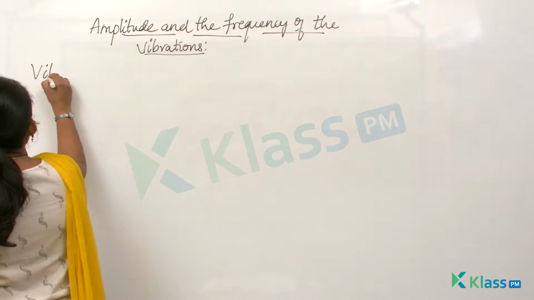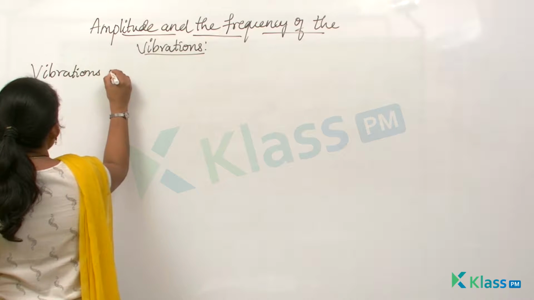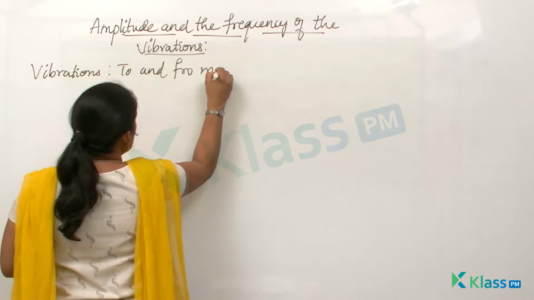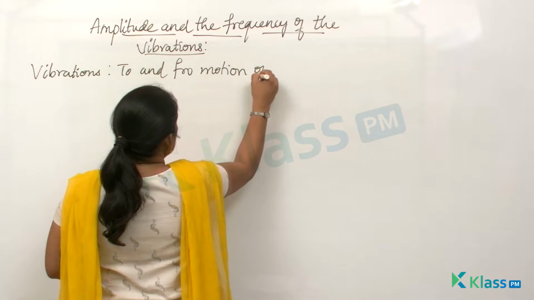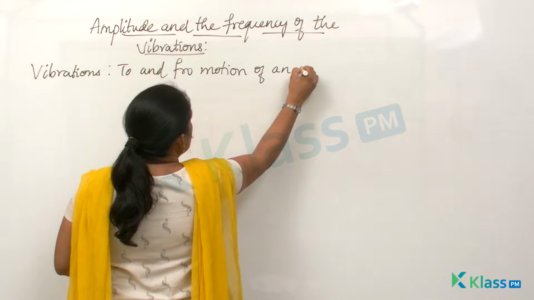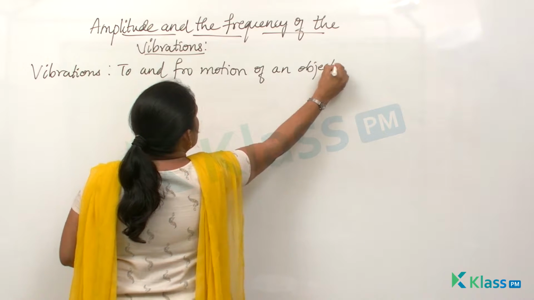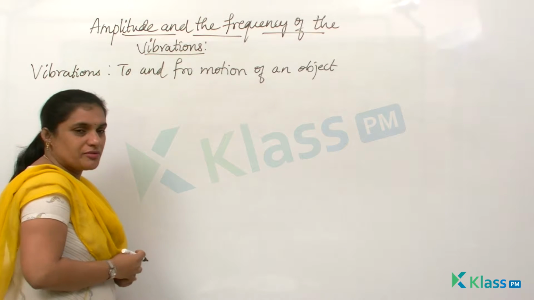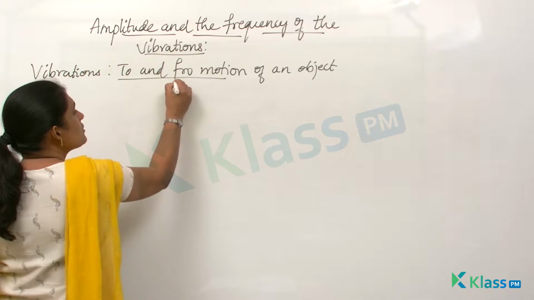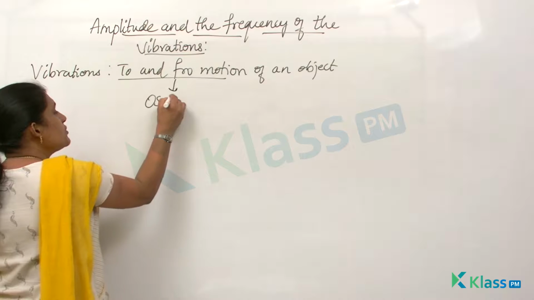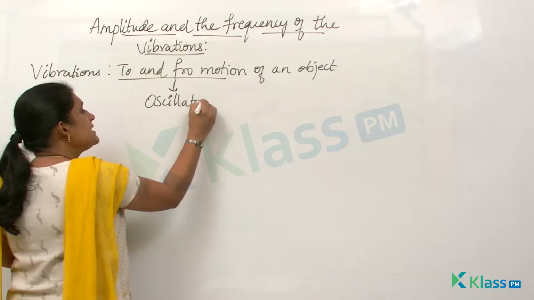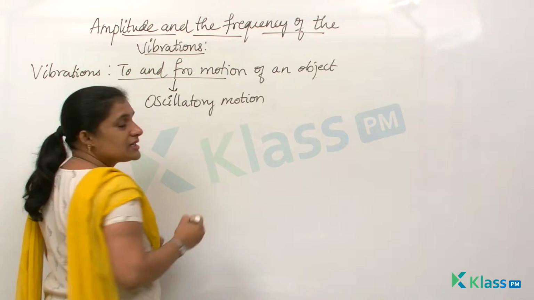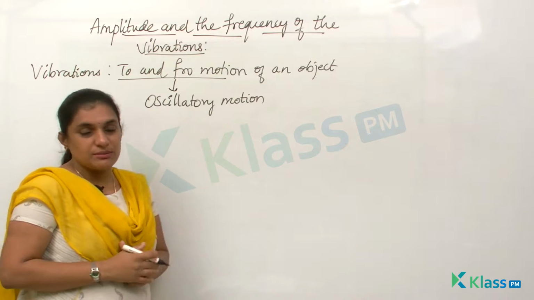Vibrations mean the to and fro motion of an object. The to and fro motion of an object is said to be vibration. When you talk about this to and fro motion of an object, it is also known as oscillatory motion. What is it called? Oscillatory motion. If you remember, regarding this oscillatory motion, we used a simple pendulum.